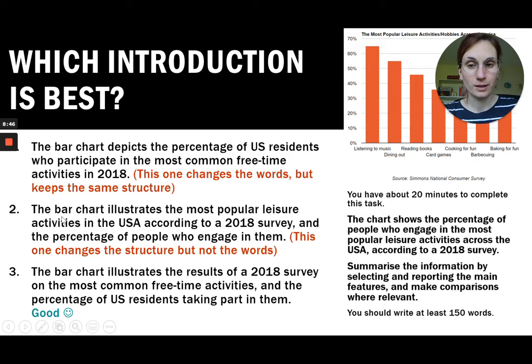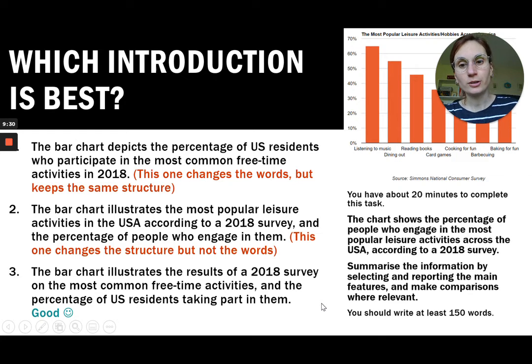The second one is using the same words. It changed the structure, but not the words. So it still says the chart, like the bar chart. It shows, illustrates. The most popular is also here. Leisure activities is also here. In the USA is also here. And the percentage of people who engage in them is also here. So too similar again. This one is our winner because it changes the words and the structure.